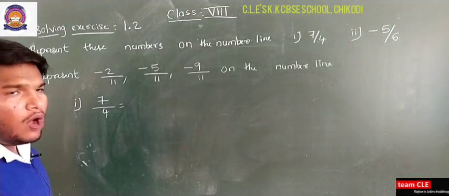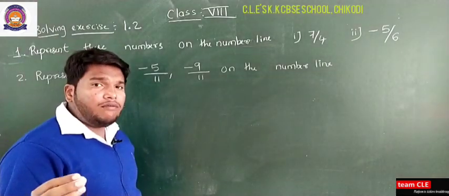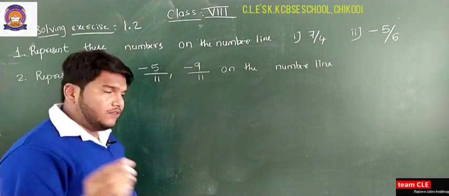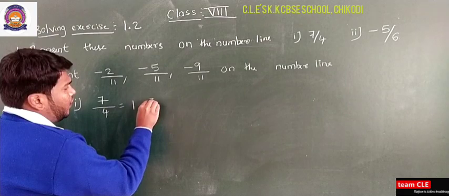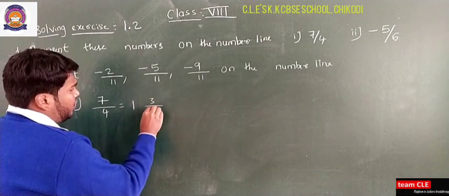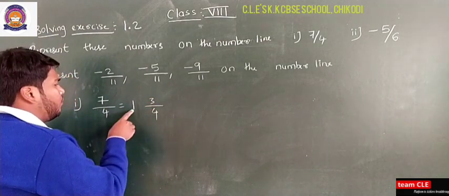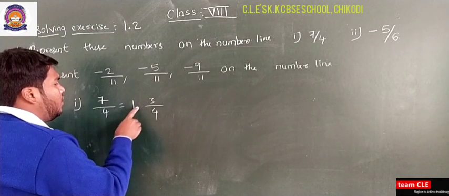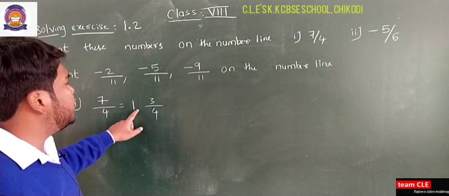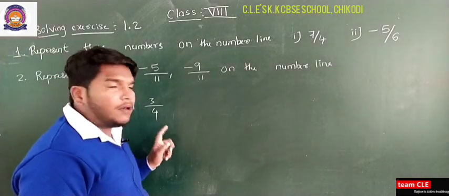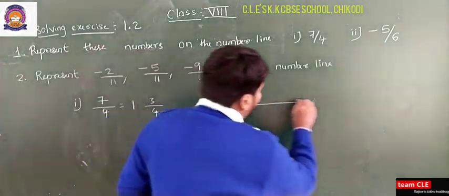First you know how to convert it into a mixed fraction from your previous classes. 4 ones are 4, remaining is 3, that is one integer 3 by 4. So I want to represent one integer 3 by 4 on the number line. How to represent? Just go through this.